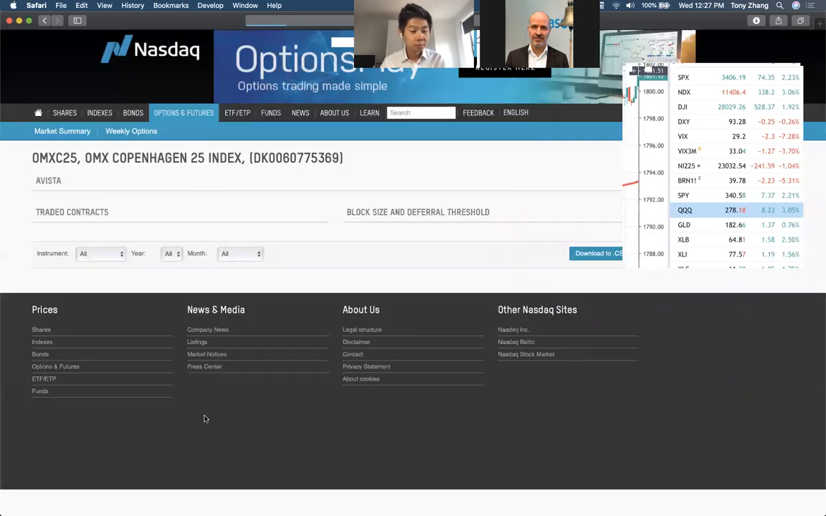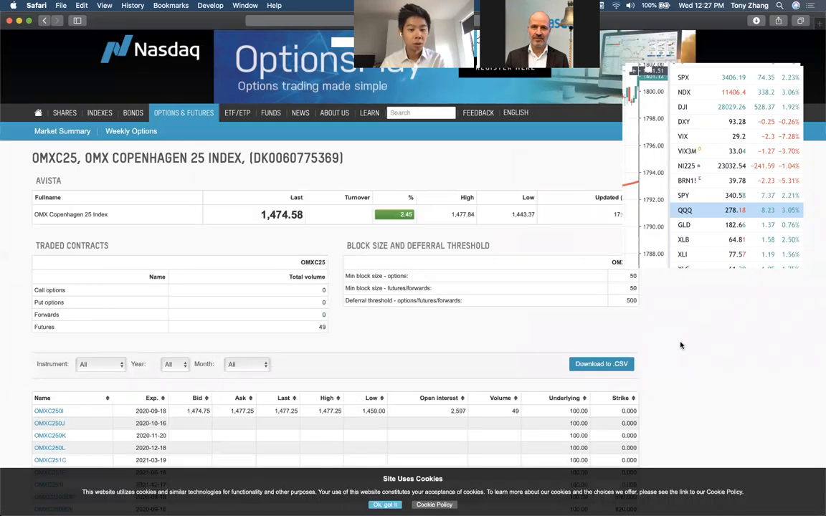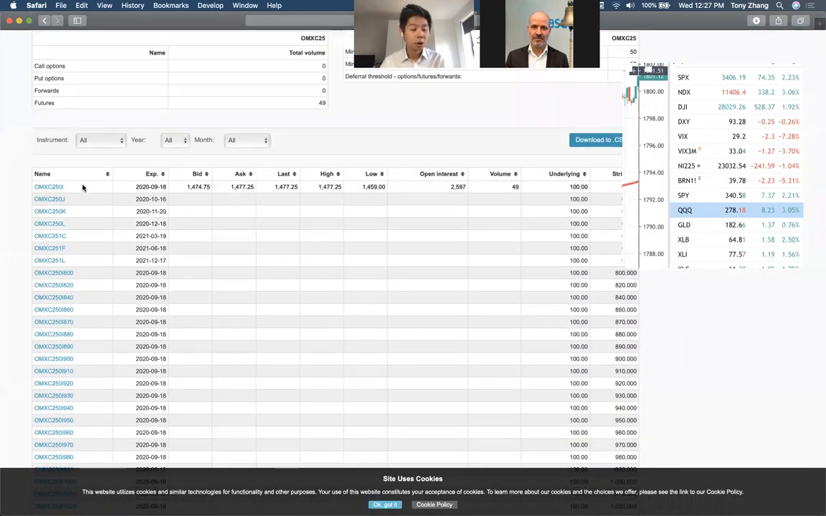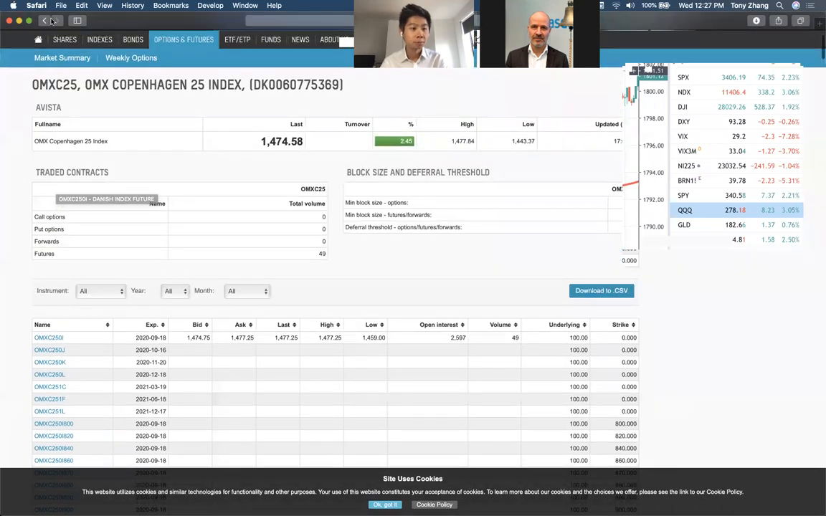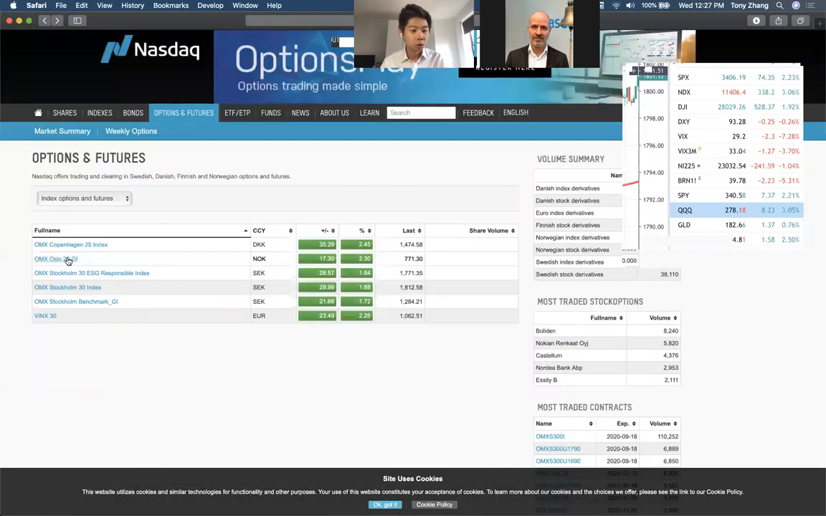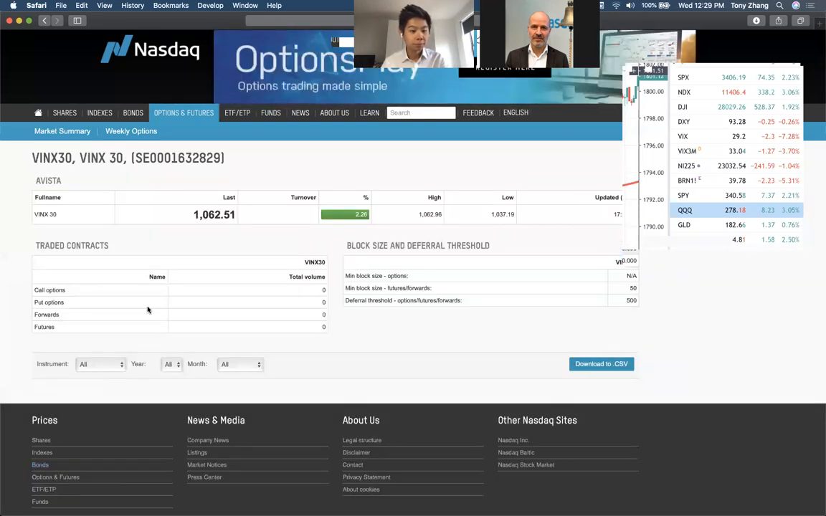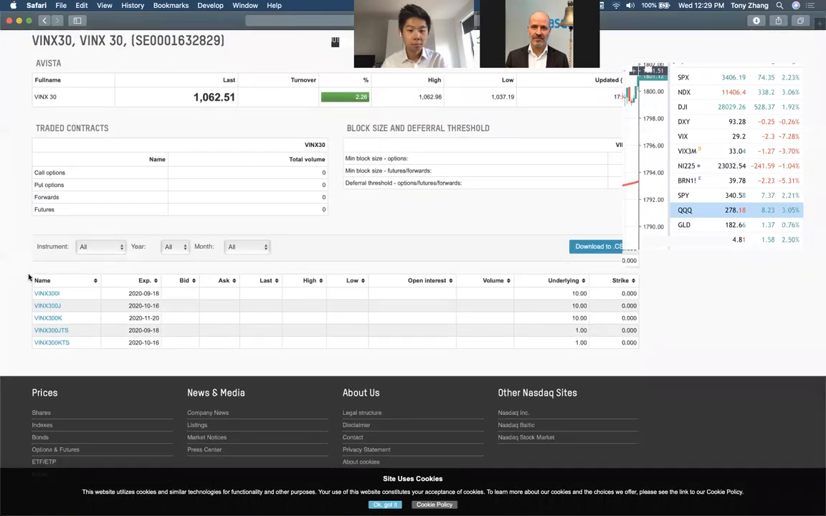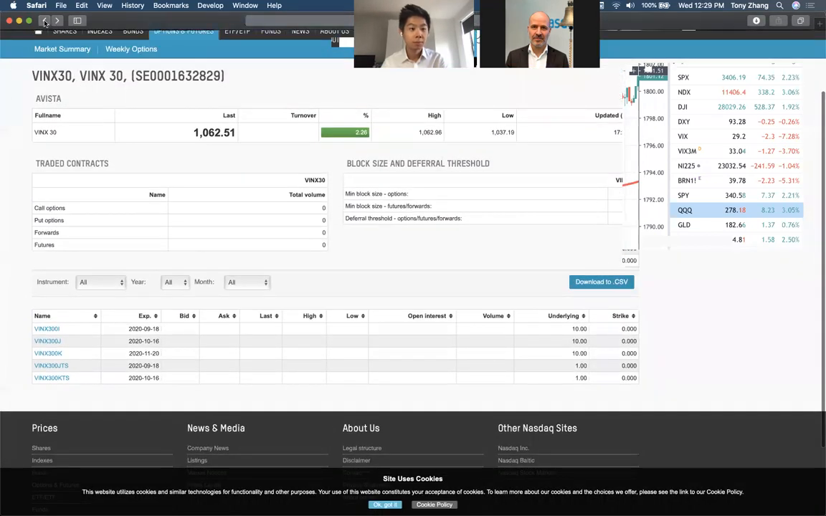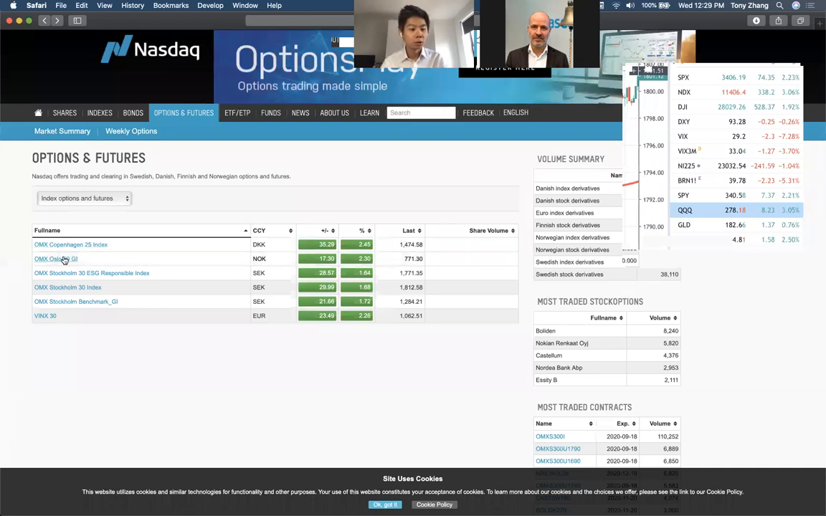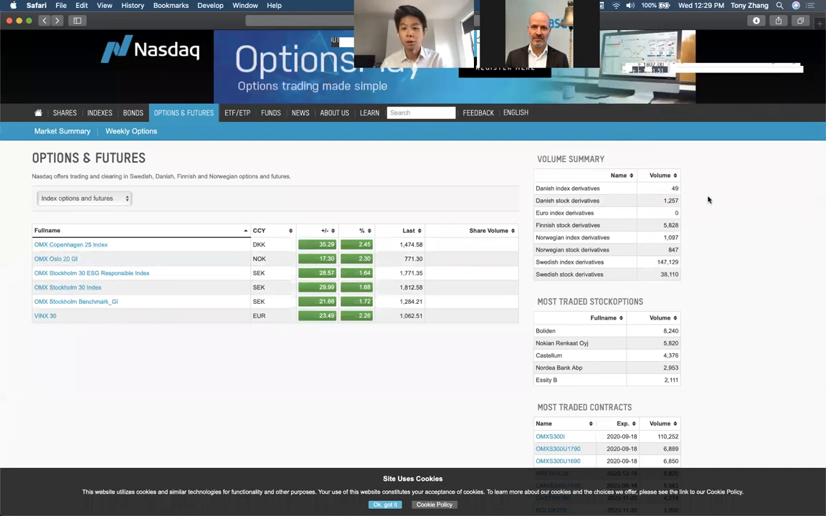So let's see. Yes, there are Copenhagen 25 futures. There are Oslo 20 futures, and there are Stockholm S30 futures. Those are the three that you can trade. So Copenhagen 25, Oslo 20, and Stockholm 30 are the three futures products that are available for Nordic markets.